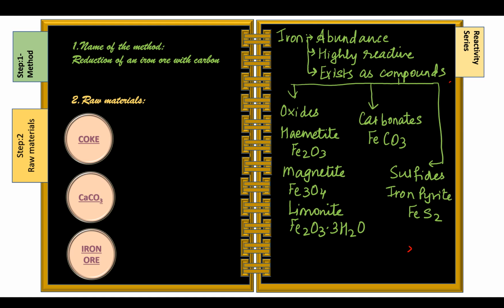But if you see iron pyrite, that has got sulfur content in it, and you know sulfur gives out poisonous gases of sulfur dioxide, which is not a welcome thing. So that's the reason in the extraction of iron from its compounds, iron pyrite is not considered. So what you would be considering is hematite, which is iron oxide. Okay, so the iron ore that you'll be considering in the extraction process would be iron oxide.